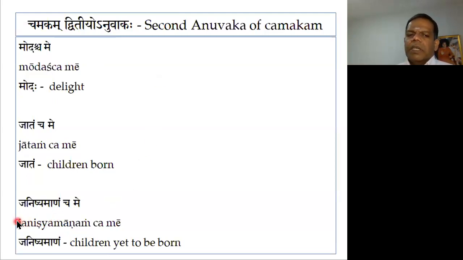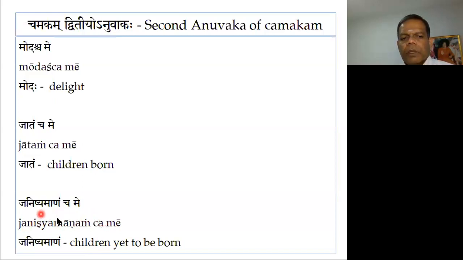Let's look at the next mantra. Janishyamanam chame. In terms of pronunciation, the shya in Janishya is the cerebral sha, so the tip of the tongue should point up. The next word is na. Many times we pronounce it as Janishyamanam, but no, it's Manam chame. Janishyamanam chame. The na is the harder na.